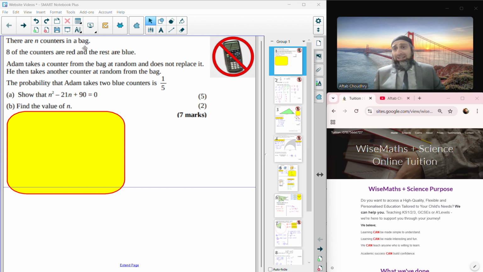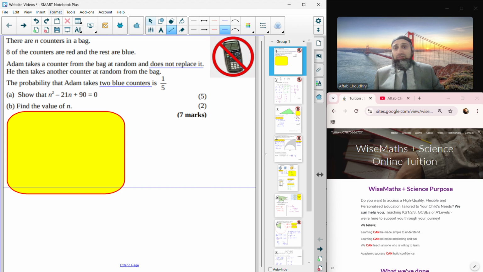We've been told that there are n counters in a bag. 8 of the counters are red and the rest are blue. Adam takes a counter from the bag and does not replace it. So let's emphasize this, does not replace it. He then takes another counter at random from the bag. The probability that Adam takes 2 blue counters is 1/5.